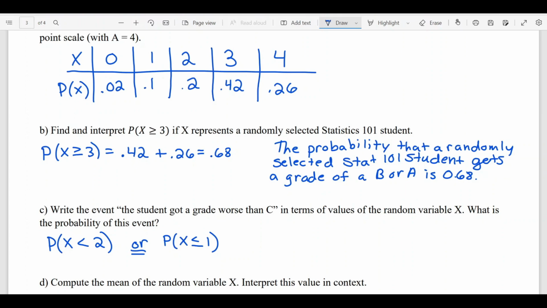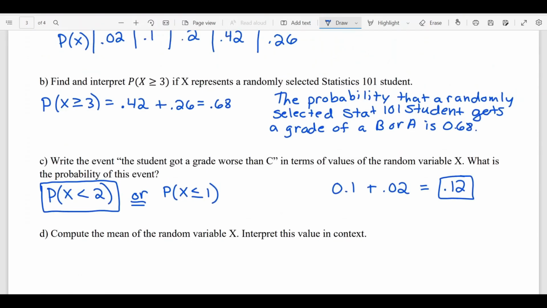Now, based on the wording, you'll probably usually write it like this in situations where the student got a grade worse than a C. You usually think to include the C, which is represented as a 2 in your answer, and that's totally fine. But I just want to point out how both of these for a discrete random variable are going to be the same value. We're going to find them both the same way. We're going to add up the probability a student gets a D with the probability the student gets an F, and we get 0.12 as that probability.